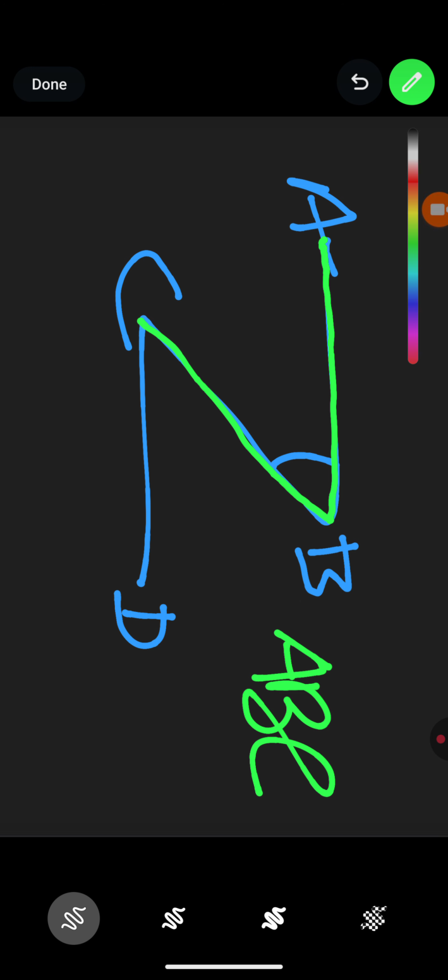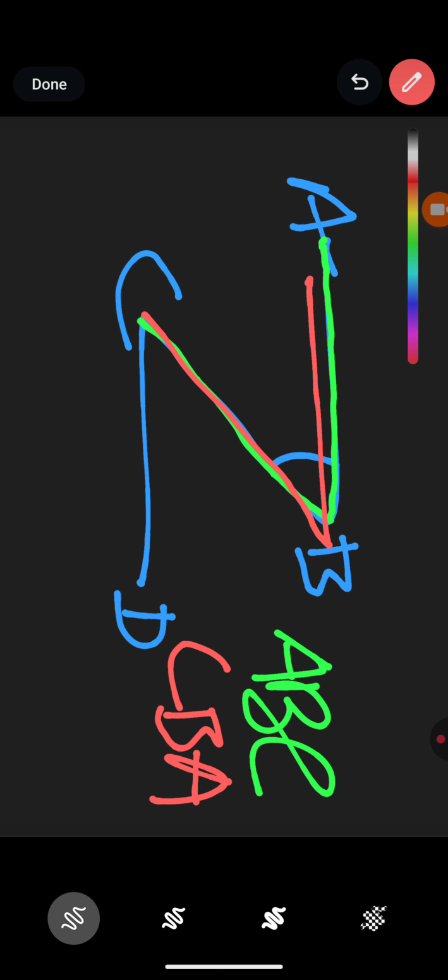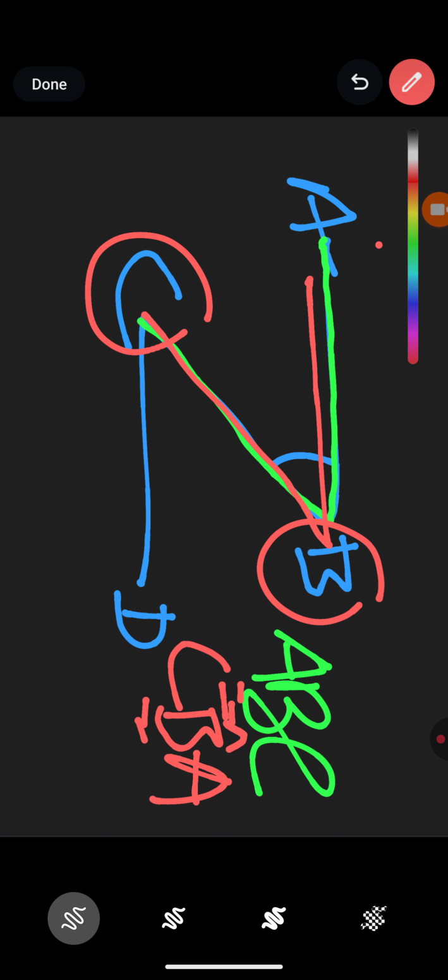Someone can say, what about CBA? CBA is also valid. So the angle is CBA. What is important is where it's turning, that's the middle letter, then one of the letters and the other letter there for the arms. The arms are these two, the ones that meet. So naming angles is also a skill.